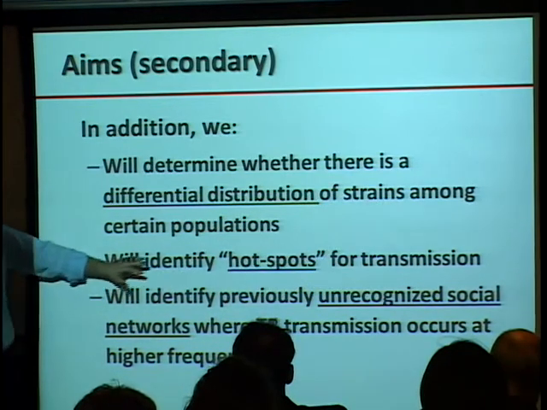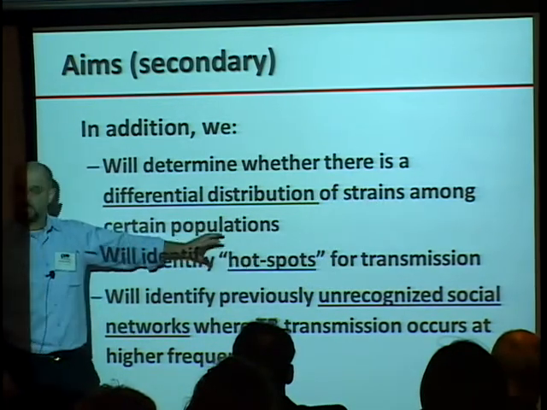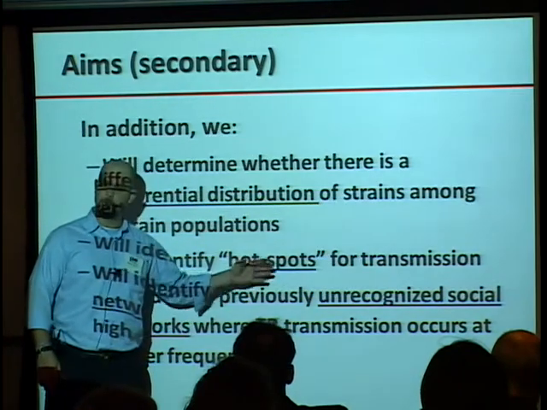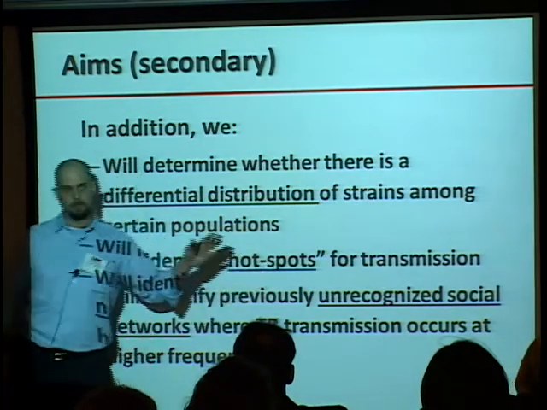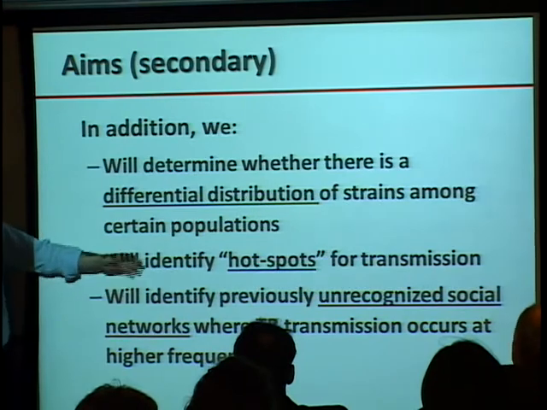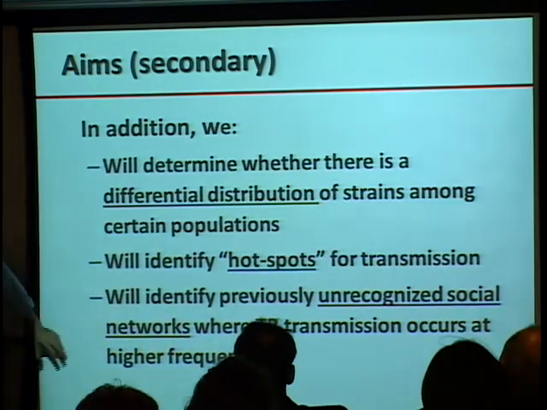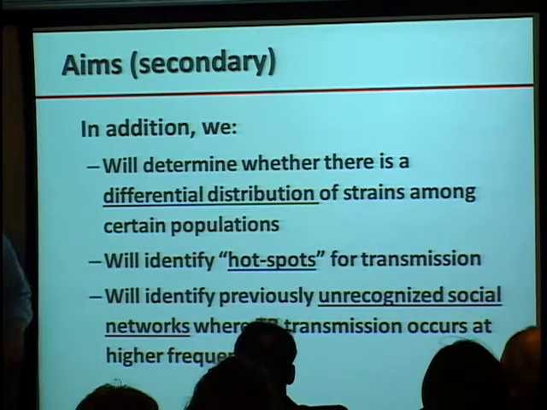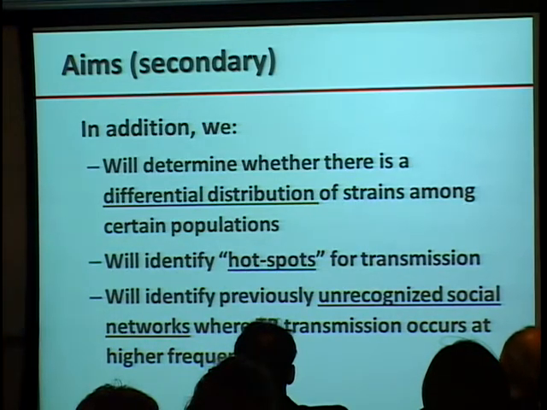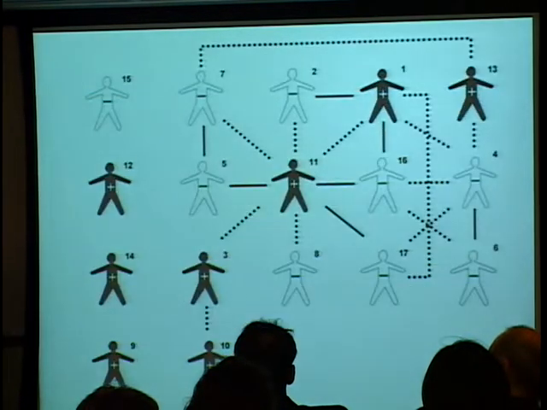To identify the hotspots for transmission and to identify these spots to interrupt the chain of transmission. These are kind of mini outbreaks. And to identify previously unrecognized areas or social networks where TB is taking place.